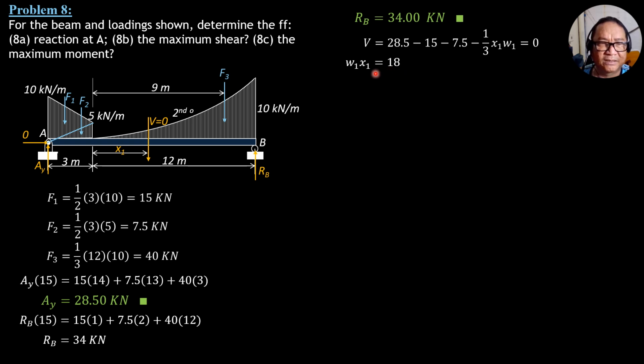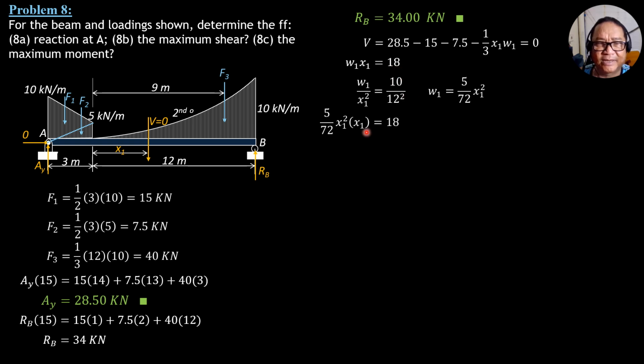We will express W1 in terms of X1 by the squared property of parabola. So from the figure, W1 as to X1 square equals 10 as to 12 square. By the squared property of parabola, W1 as to X1 square equals 10 as to 12 square. So that means W1 equals 5 over 72 X1 square. Substitute here to solve for x1. So 5 over 72 x1 squared times x1 equals 18.